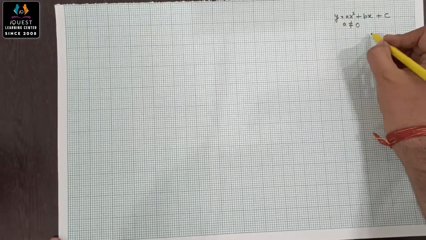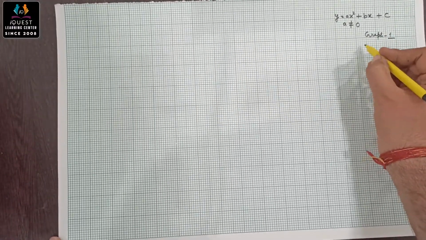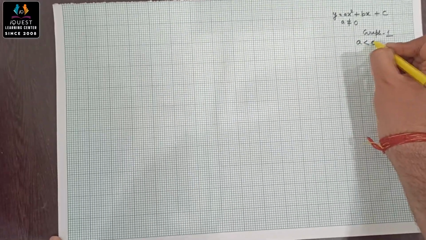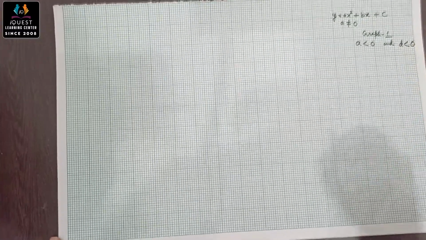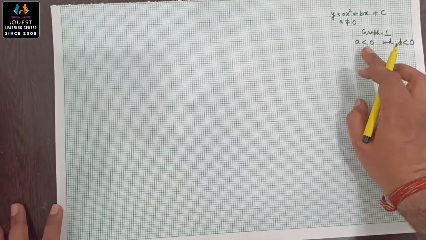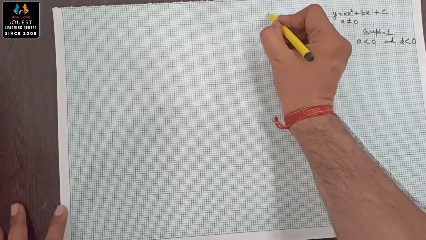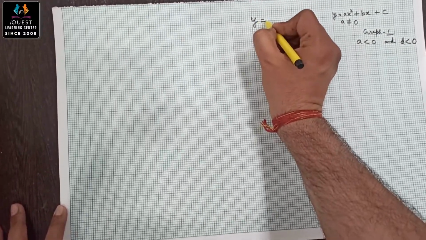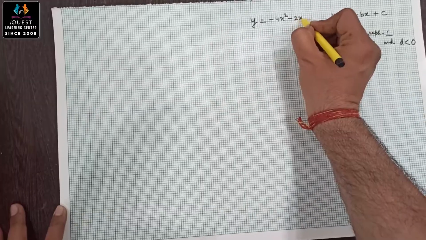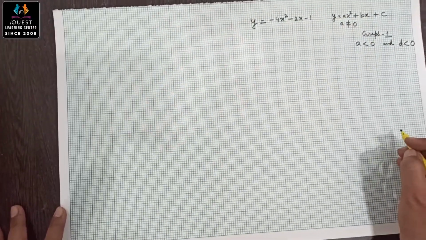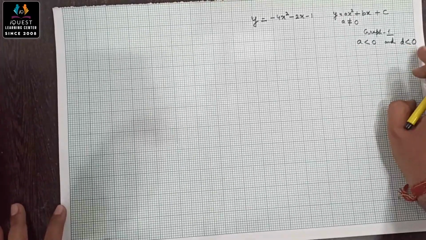For the first graph which we are taking, graph first, we are taking as a is less than 0 and d is less than 0. Make sure our equation will satisfy both conditions. For that I have planned an equation which is y is equal to minus 4x square minus 2x minus 1. This is my equation which satisfies both the conditions where a is less than 0 and d is less than 0.